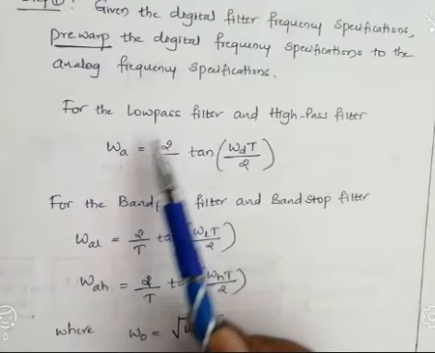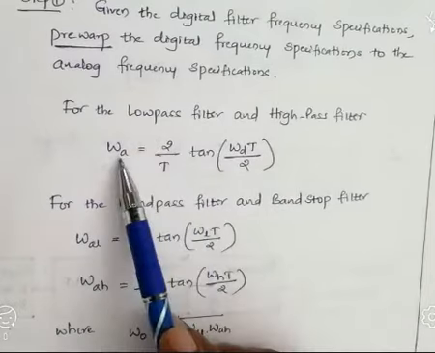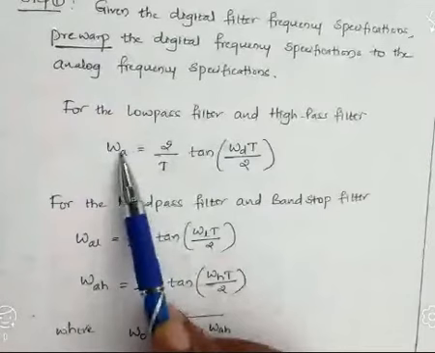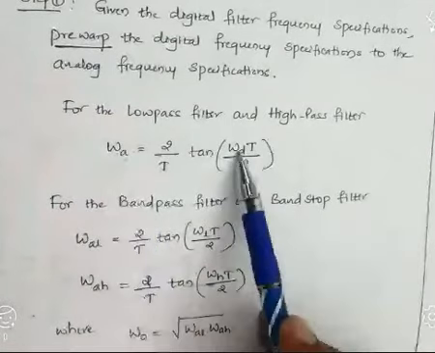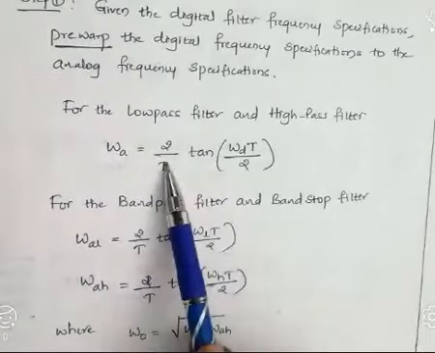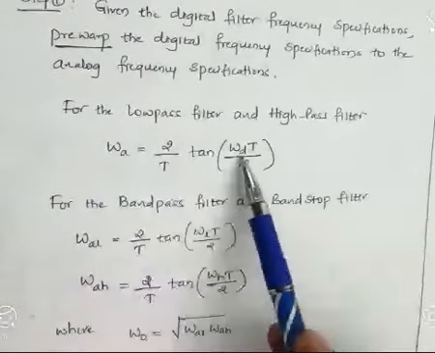In the equation we can see the notation omega A, where omega A stands for the analog frequency component. We are calculating the analog frequency component from the given digital frequency by using the formula 2 divided by T tan of omega D T divided by 2.